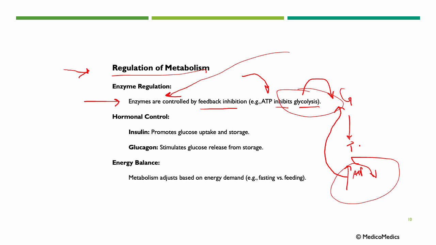Another way our metabolism is regulated is by hormonal control. For example, insulin. It promotes glucose uptake and storage. Another one is glucagon. It stimulates glucose release from storage. So metabolism adjusts based on energy demand. Are you fasting? Are you feeding? Etc.